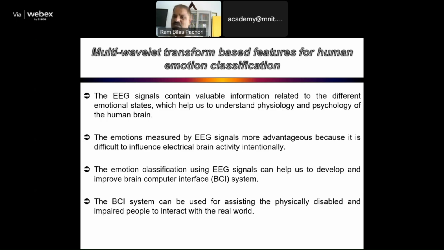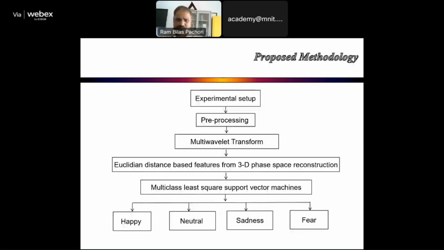Emotions are generally measured based on speech signals and face images, which can be manipulated. So emotion classification using EEG signals can help us develop and improve brain computer interface systems. And the BCI system can be used for assisting physically disabled and impaired people to interact with the real world.